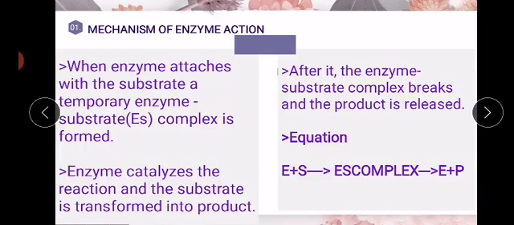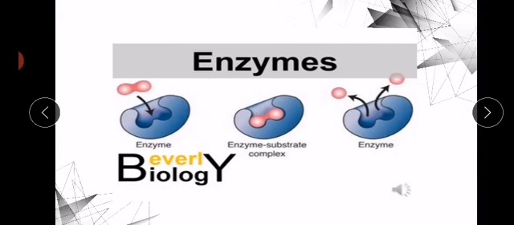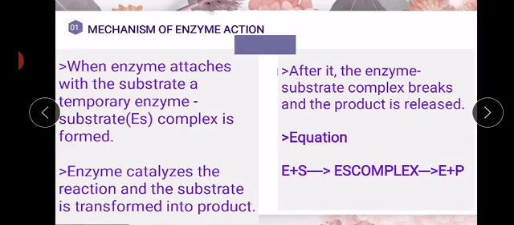Now we are going to see how an enzyme works on a substrate and converts it into the products. Here is a brief introduction about this mechanism. When the enzyme attaches with the substrate, a temporary enzyme substrate complex is formed like this. This is an enzyme and this is a substrate. When this enzyme attaches with this substrate, both of these combine to form a temporary enzyme substrate complex. What will happen after that? The enzyme catalyzes the reaction and the substrate is transformed into the product.